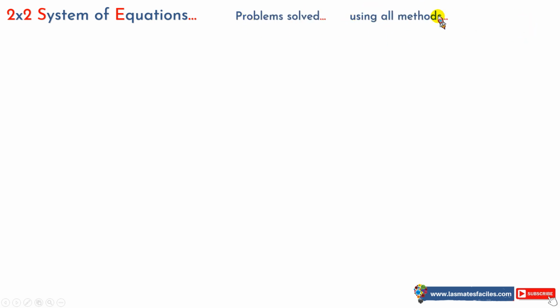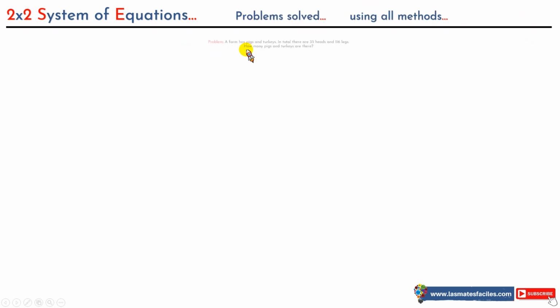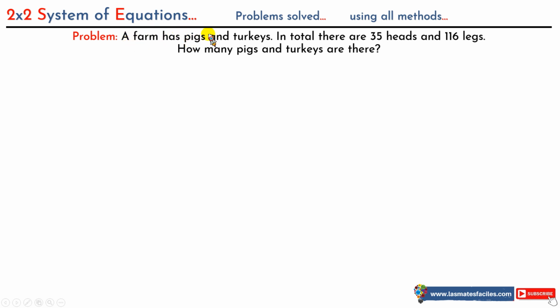Hi guys, today we are going to solve 2x2 system of equation problems using all methods. Our problem is the following. A farm has pigs and turkeys. In total, there are 35 heads and 116 legs. How many pigs and turkeys are there?